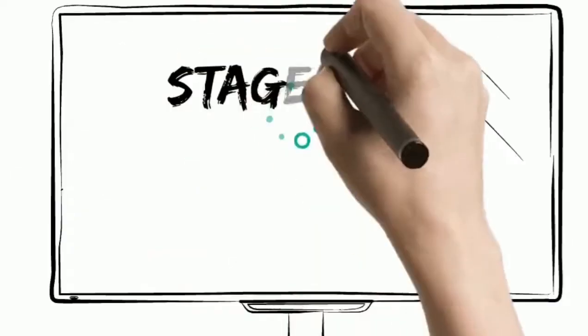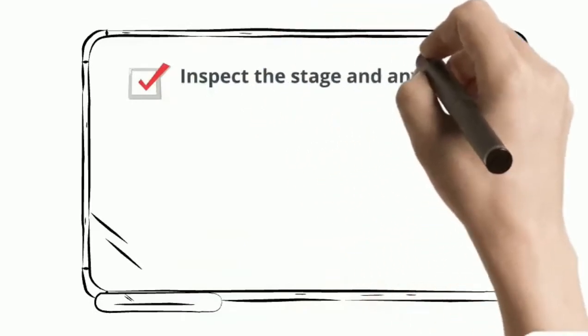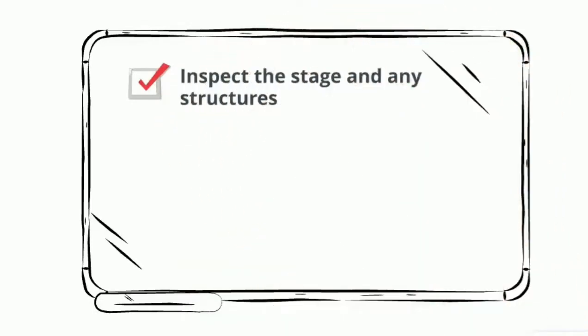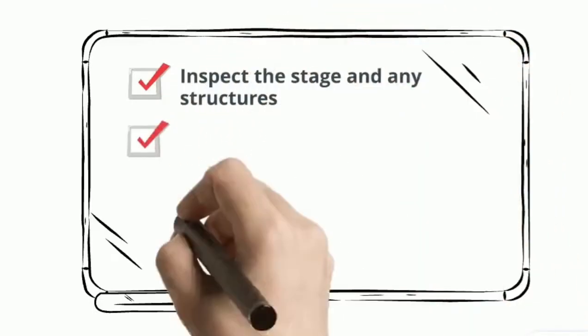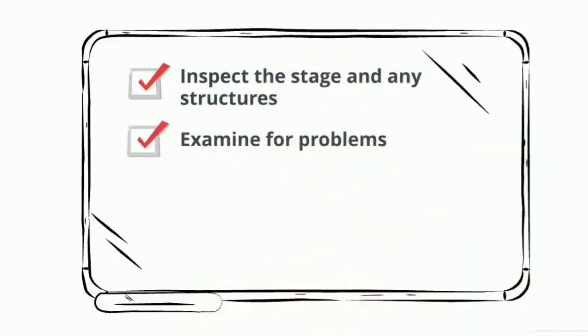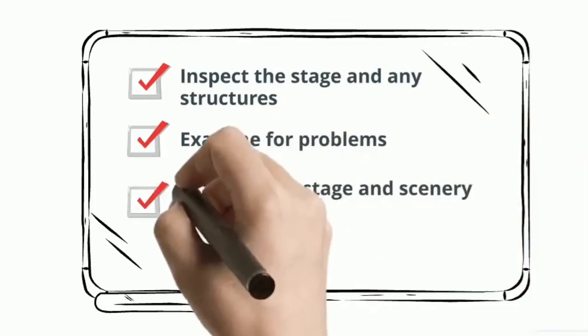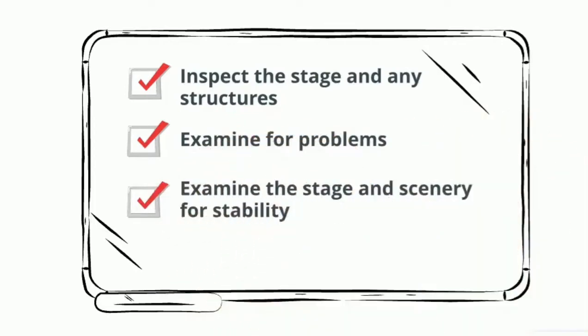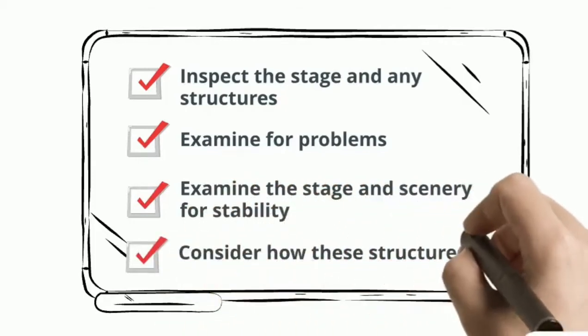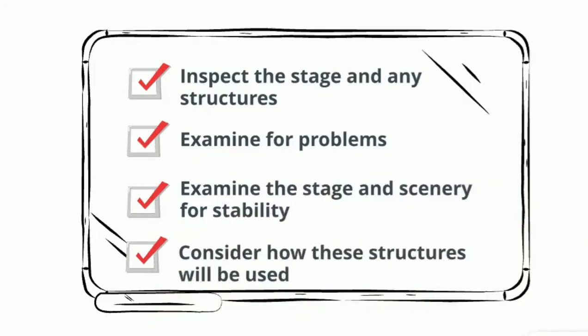Stage and other structures. Inspect the stage and any structures for the event that have been constructed or installed. Examine for problems that could endanger workers or performers. Examine the stage and scenery for stability, taking into account the equipment, people, and movement that will be present. Consider how the structure will be used and keep an eye out for any potential safety hazards.